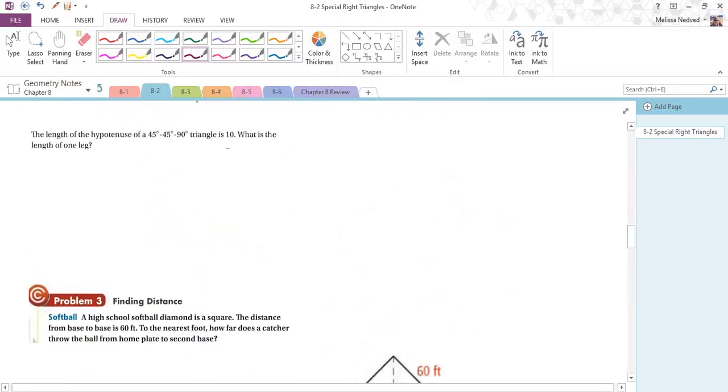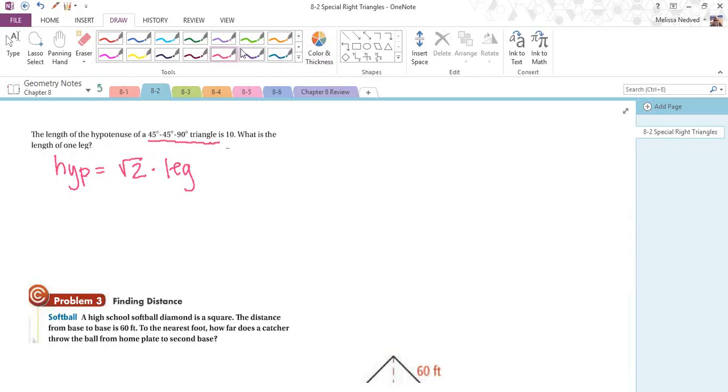All right, let's try one more. The length of the hypotenuse of a 45, 45, 90 triangle is 10. What is the length of one leg? So I'm told it's a 45, 45, 90, so I'm going to, again, the same thing I've done each time, start with this formula that says that my hypotenuse is equal to the square root of 2 times the leg, and then I'm just going to do some substitution.